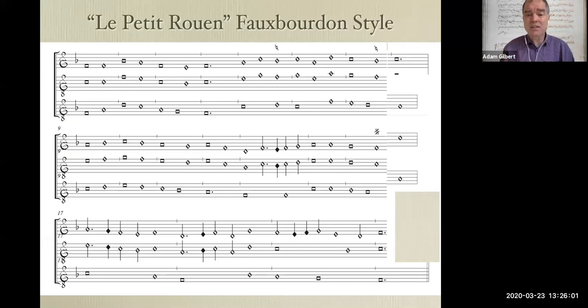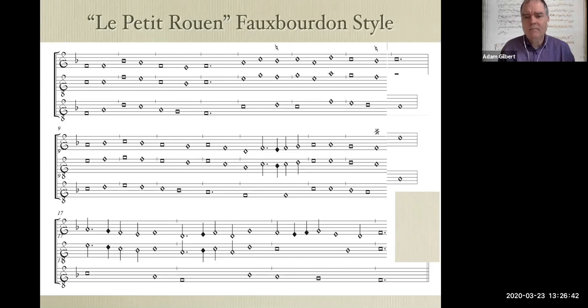So you notice the top two voices are exactly the same. They didn't even have to write out the top two voices. They would write out just the top voice and say fauxbourdon, meaning also do it a fourth lower. So here you go. So that's basically fauxbourdon style.